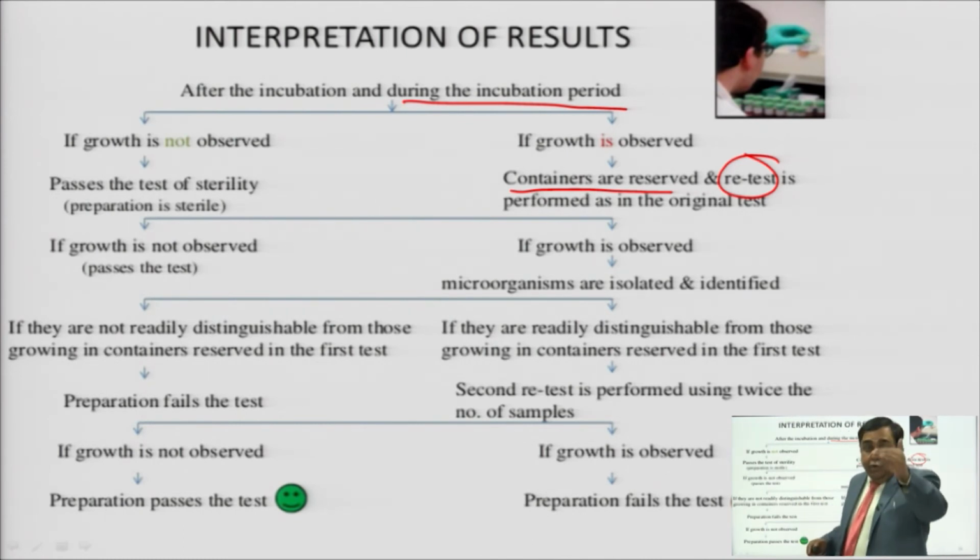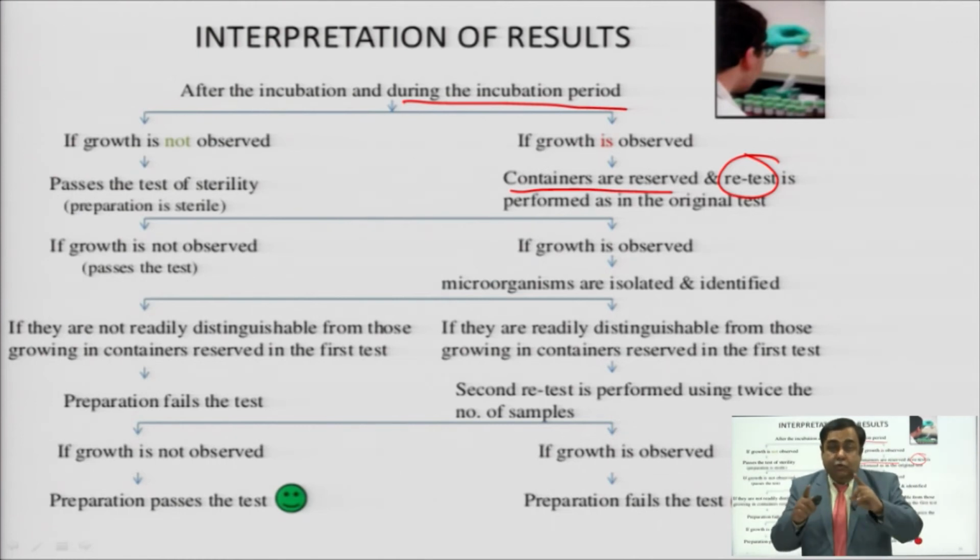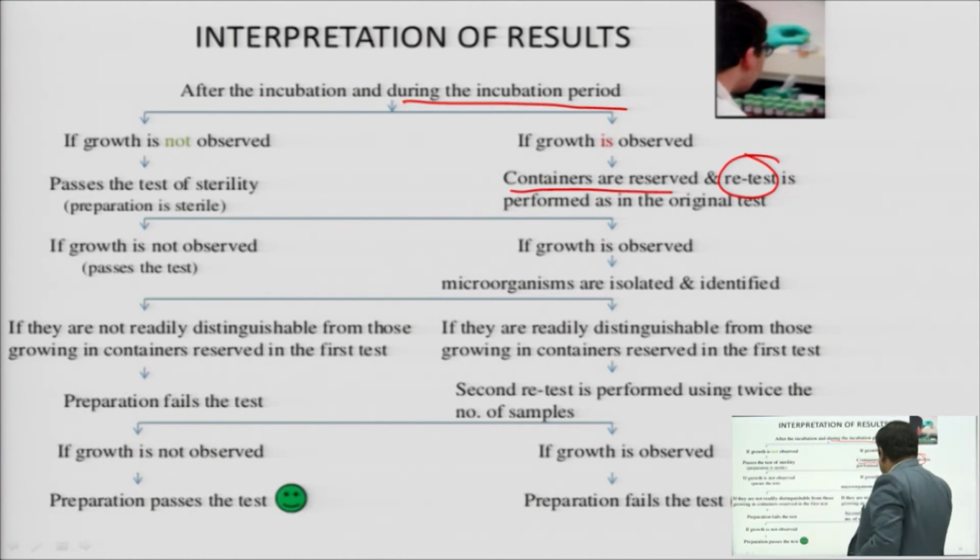If the microorganism varies, you have to do a second retest with double the number of samples. I am repeating once again. If there is no growth in the second test, allow the batch to pass through. If there is growth, compare the organism of the first one and the second test. If these two are same, detain. If they are different, allow a second retest.